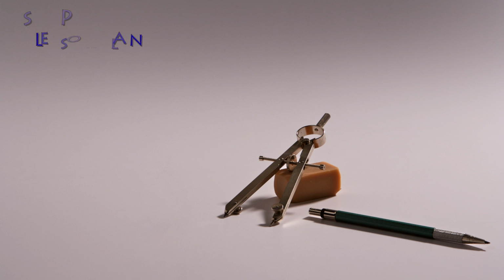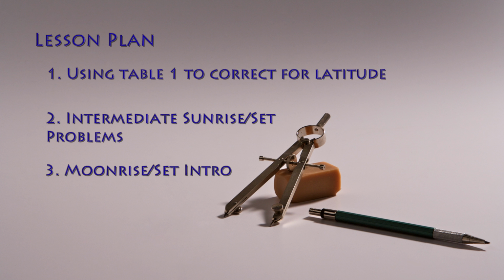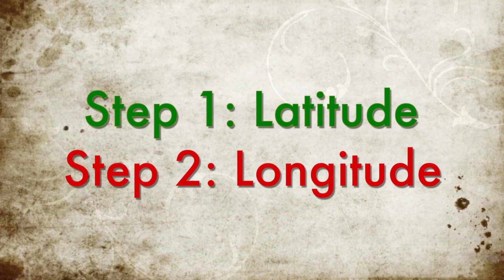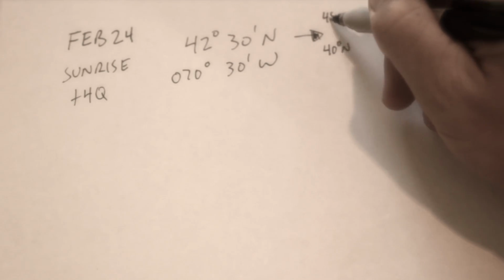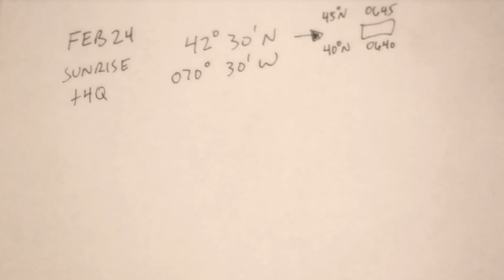In this episode, we'll take a look at how to solve time problems using Table 1 in the Nautical Almanac. We'll do a few example problems and then introduce moonrise and moonset. If you remember the examples in the last episode, our process was to correct values from the Nautical Almanac first for latitude and then for longitude.